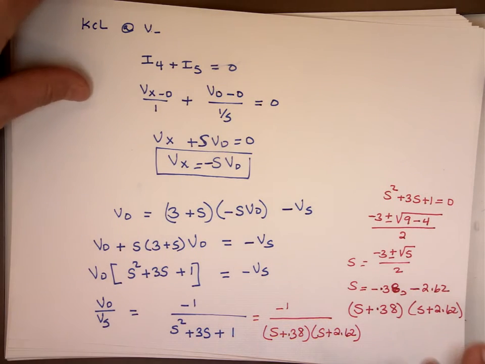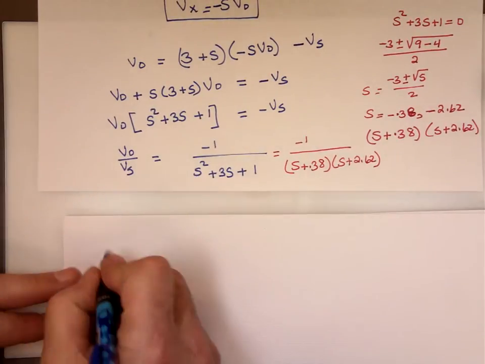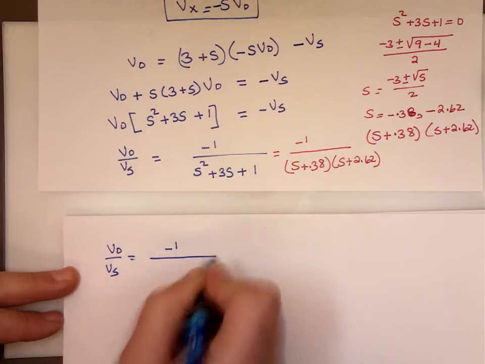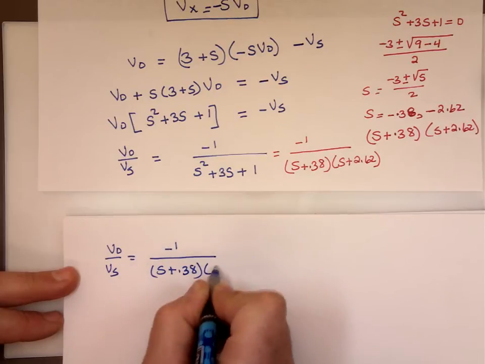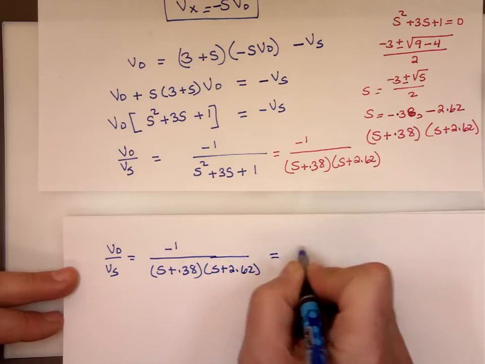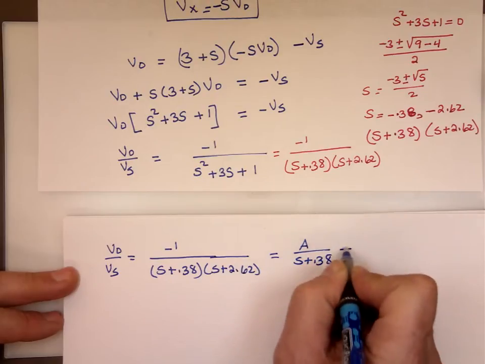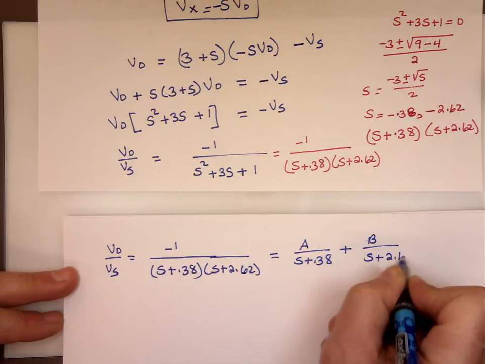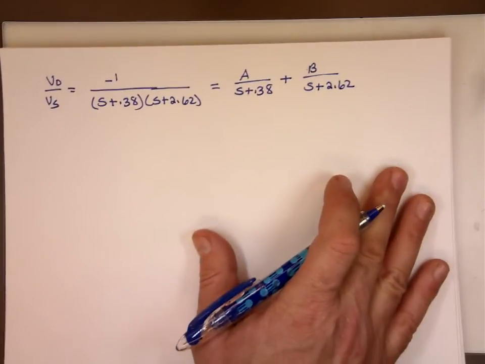So here we go. V out over Vs is equal to -1, so I can throw that sheet of paper away. Which I can write as A over S plus 0.38 plus B over S plus 2.62. I can do that. If I know what A and B are, I'm done.